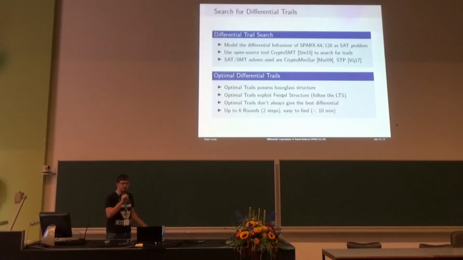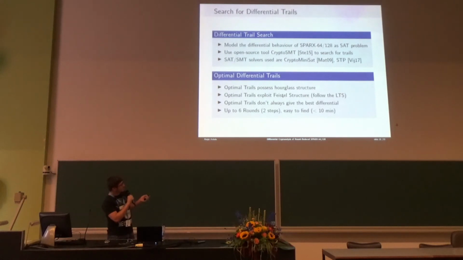So normally you start with a difference in the middle, and then it just propagates upwards. And for an optimal trail, we also exploit the Feistel structure, and sometimes optimal trails don't always give the best differential. I will also present a paper on this at SAC in August. A little bit of advertisement.